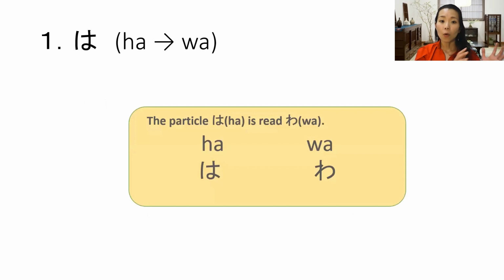So the particle wa is read wa, the pronunciation is wa. But when you type on the computer, it has to be ha. Often my students make a mistake when writing a sentence, using the regular wa. But when you type it, you have to use ha. But the pronunciation is wa. Please keep that in mind.